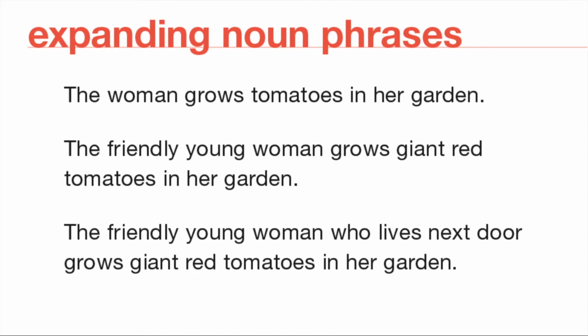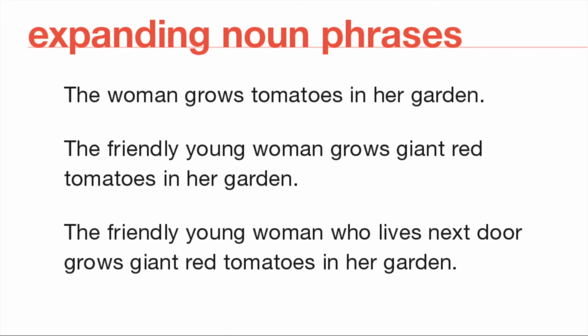Let's look at these examples. The woman grows tomatoes in her garden. Can you identify the nouns in the sentence? Okay, the nouns in the sentence are woman, tomatoes, and garden. Now, try to visualize the person and the setting described in the sentence. Now listen to this. The friendly young woman grows giant red tomatoes in her garden. How can the sensory adjectives in the second sentence help you visualize the setting?